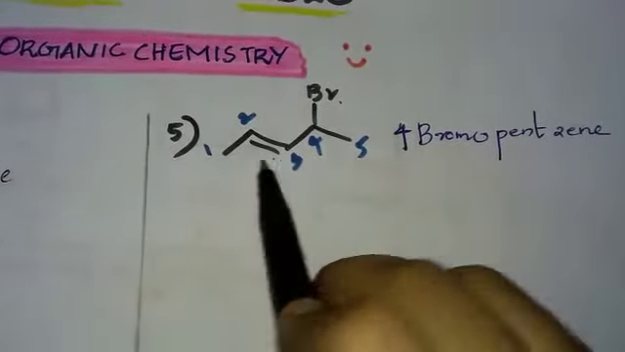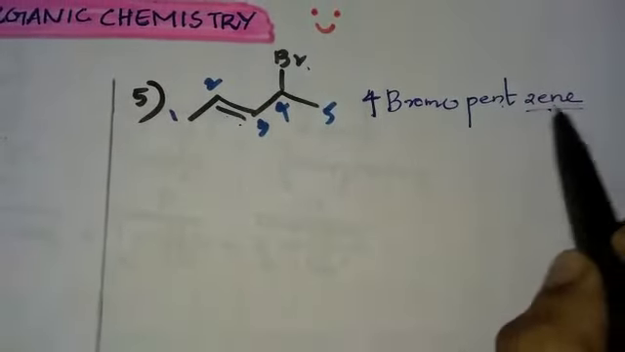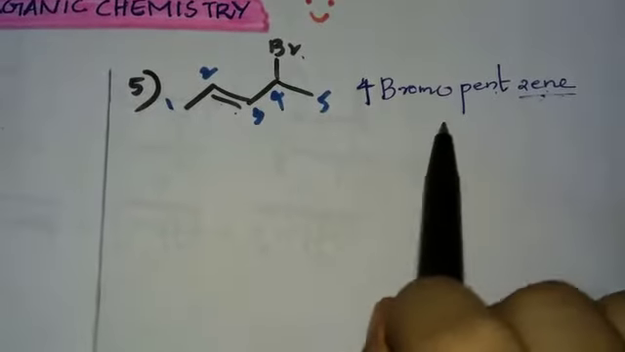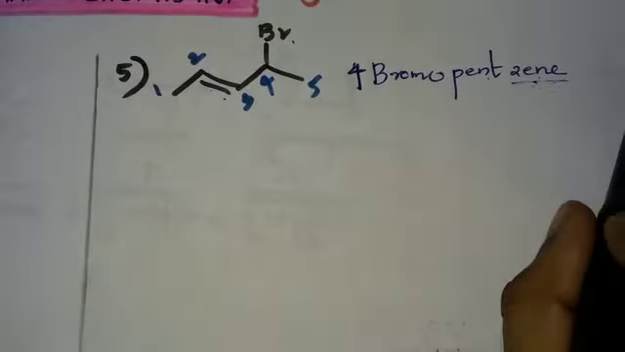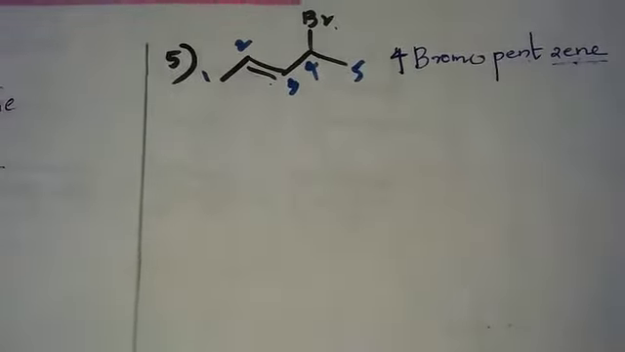At the second position, there is a double bond. So pent-2-ene. This is the primary suffix. Here there is no other functional group, so there is no secondary suffix for this. Now the next question.